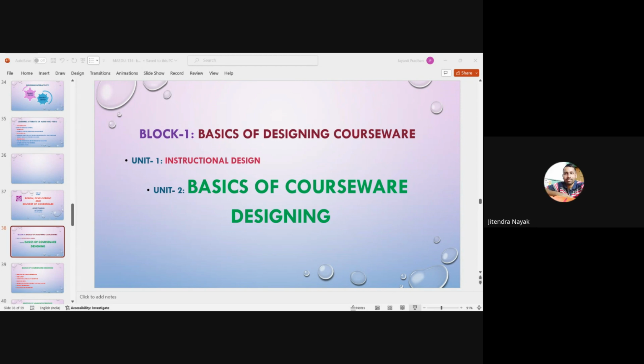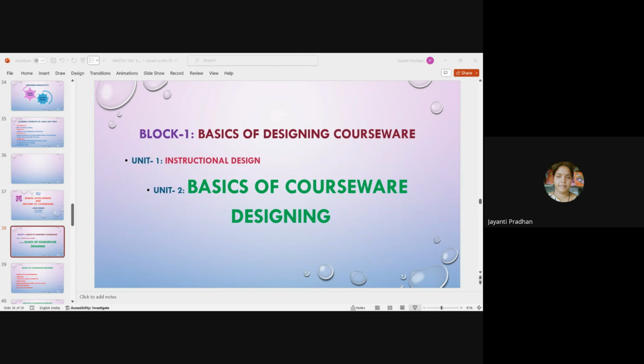Then selection of media, ma'am. Selection of media. Then sequencing content and task analysis. And after that, evaluation. And when we discussed instructional objectives, we discussed how to design instructional objectives by following the cognitive domain, the affective domain, and the psychomotor domain. So now we have a basic idea about the things to be concerned during courseware designing.